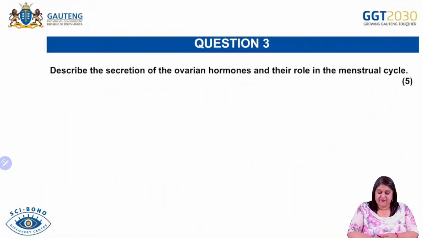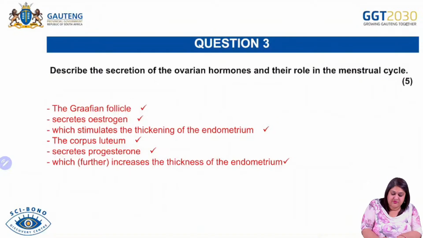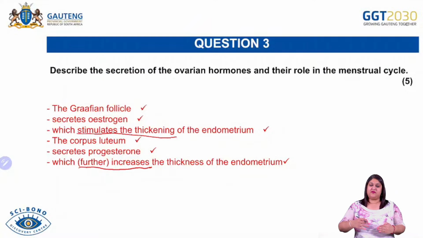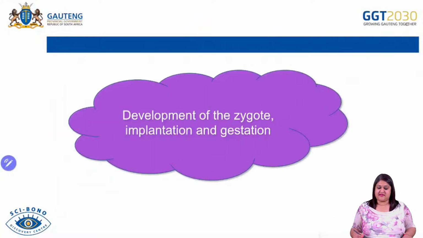Describe the secretion of the ovarian hormones and their role in the menstrual cycle. Okay, we spoke about this one at length, so we're just going to go through it quickly. We have the Graafian follicle, which secretes estrogen and stimulates the thickening of the endometrium. We then have the corpus luteum, which secretes progesterone, which further increases the thickness of the endometrium. I just want you to understand that: further increases, and this one stimulates the thickening. So estrogen is the building up and progesterone is the maintenance. It's very important that you understand that difference.